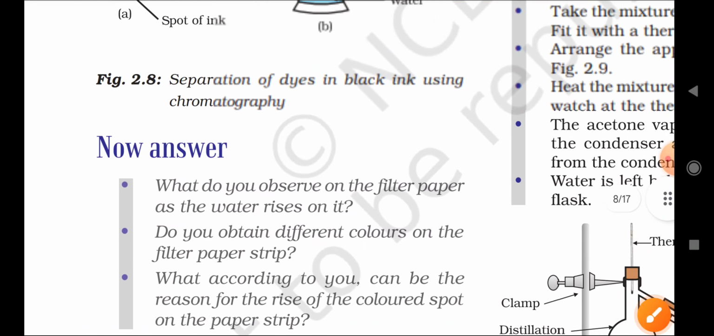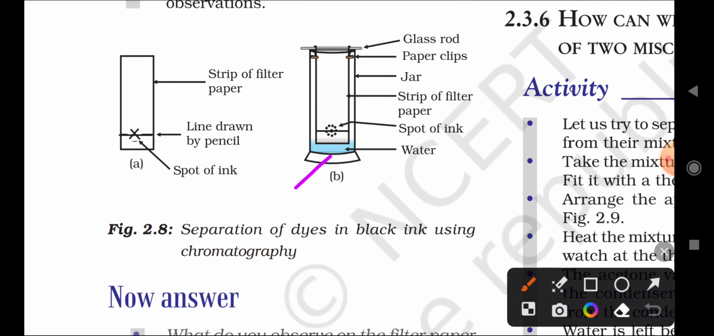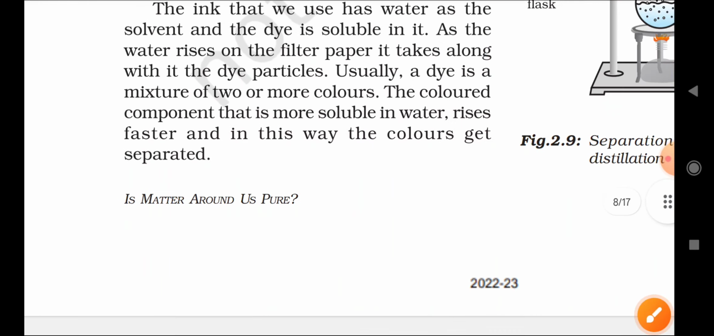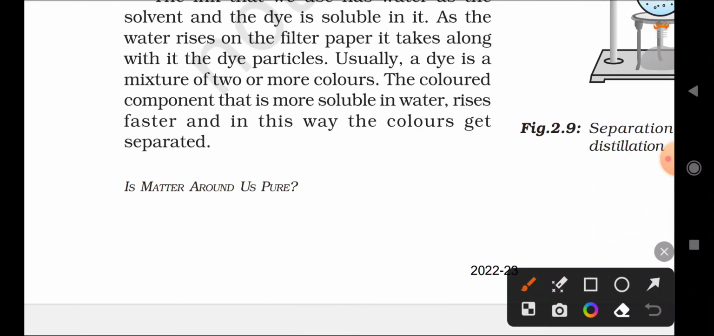Here water is being heated and it will vaporize after reaching the filter paper edge of 3 centimeters. So they also take the dye particles with them, right? Understood? Next, a dye is usually a mixture of two or more colors. Remember that a dye is a mixture of two or more colors.